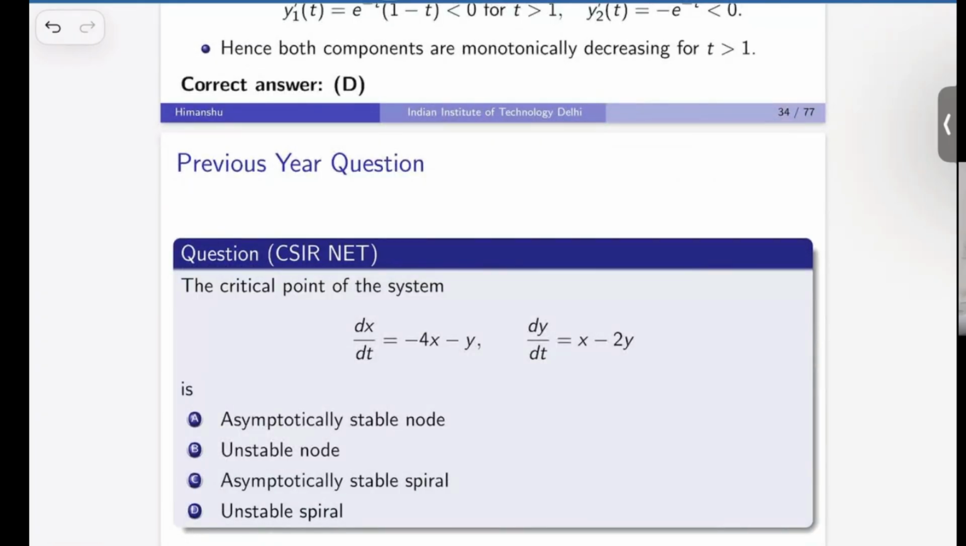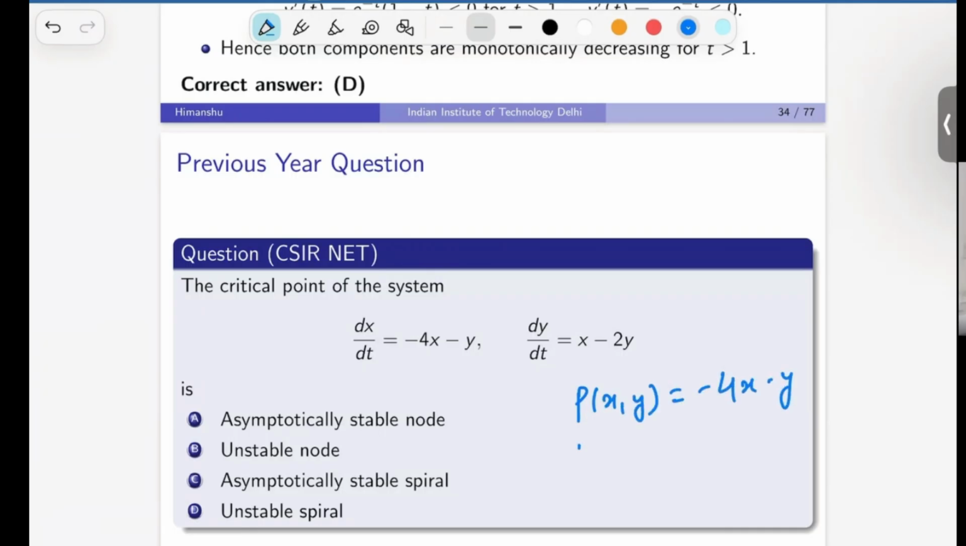So the question is about the critical point of this system. Now we have this system. Note that we are not given any critical points. So the critical points will be the zeros of P(x,y) and Q(x,y), where P(x,y) is -4x - y, and Q(x,y) is x - 2y. So this is a system of linear equations, right?